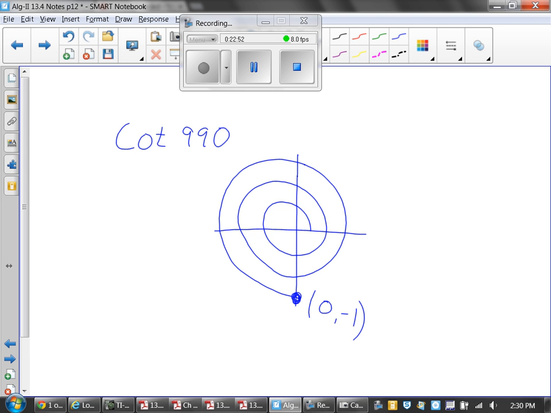Now, cotangent is the inverse of tangent. If tangent is y over x, cotangent is x over y. So in this case, it's going to be 0 over negative 1, which is 0. Does that make more sense? You have to remember how many times you have to unwind it and find your reference angle here. Don't guess. Other questions on that?